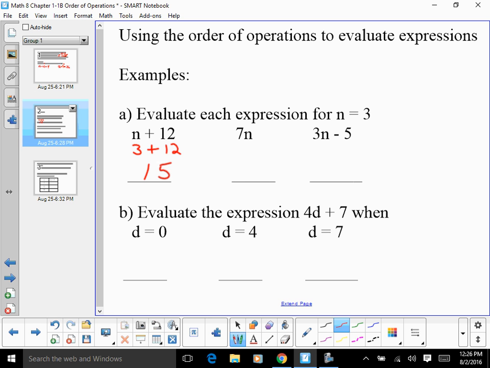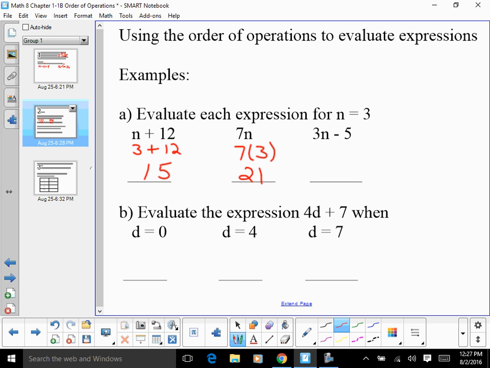Again, I substitute 7 times 3, remembering that 7 in front of n means to multiply. Again, no parentheses, no exponents, but this time I've got multiply or divide. I do the multiplication and get 21.